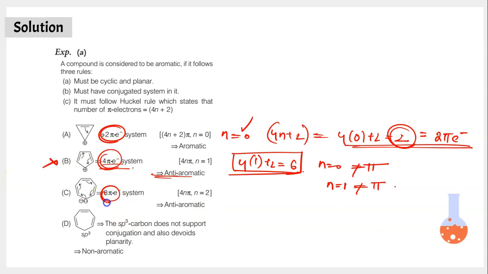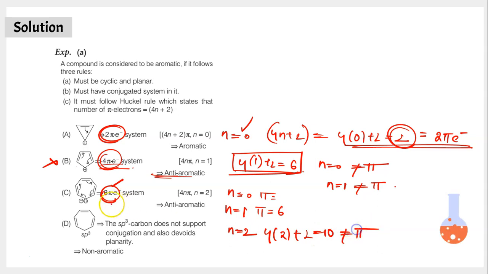Followed by the next one, 8 pi electrons. And for 8 pi electrons, if you take n equal to 0, the pi electrons will come out to be 2, which is not true because this molecule has 8 electrons. If I take n equal to 1, then the pi electrons will come out to be 6, which is not equal to the actual pi electrons you have here. If I take n equal to 2, then it will be 4 into 2 plus 2, which is equal to 10 pi electrons. This is not equal to the pi electrons that are present in the molecule. So this is also not aromatic.